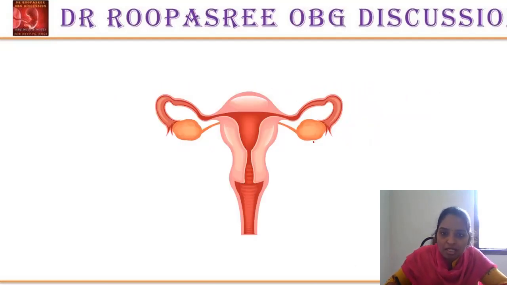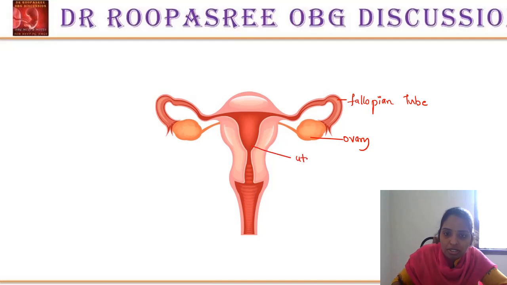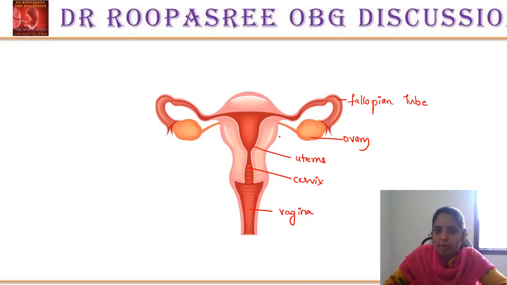See, this is the ovary. This is the fallopian tube. This is the uterus. This is the cervix and this is the vagina. So, if there is any problem in any of the parts, it leads to an infertility problem.